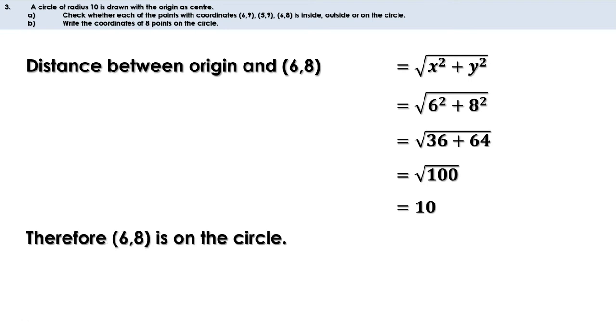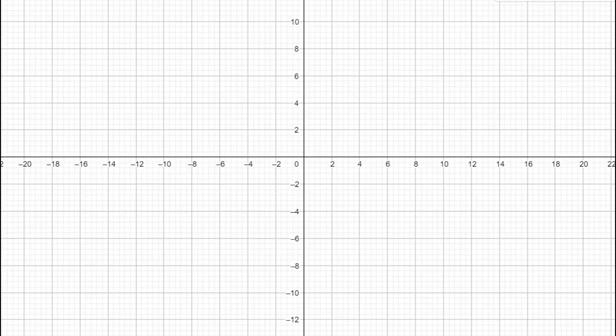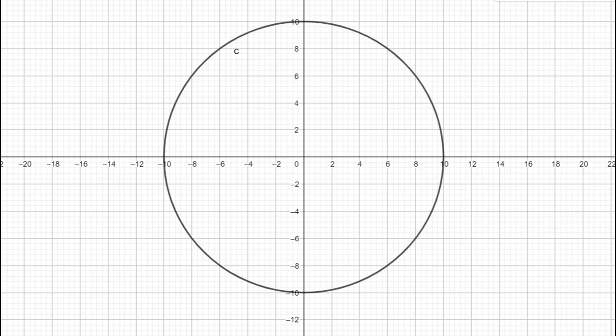Now we have to find the coordinates of 8 points on this circle. We can find 12 points on this circle easily. You can write any 8 of them. Here the center is at the origin and radius is 10. This point is on the x-axis and 10 units to the right of the origin. So the coordinates of this point are (10, 0). This is also the radius of the circle.